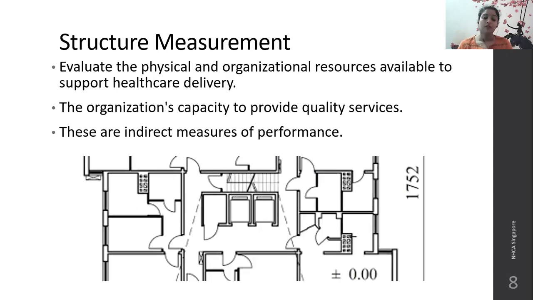In structure measures, you are evaluating the physical and organizational resources actually available to support healthcare delivery, or to support the care the hospital or clinic intends to give. Physically, what is present, what you can see. For example, the hospital has a capacity of 500 beds. So 500 beds becomes the structure measurement. Are the beds overbooked or underbooked? That is also a structure measurement. The organization's capacity to provide quality services. These are the indirect measures of performance.